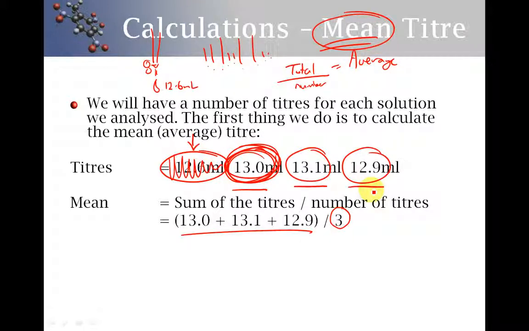So I'm taking the 3 good numbers and only using them, assuming that something went wrong with the very first one. So I add up 13.0, 13.1, 12.9 together. Then I divide it by 3 because that's how many there are. And that'll give me 13.0 mils.